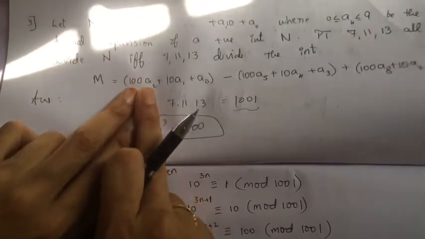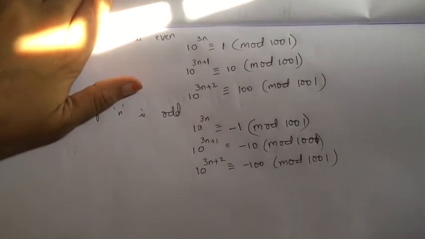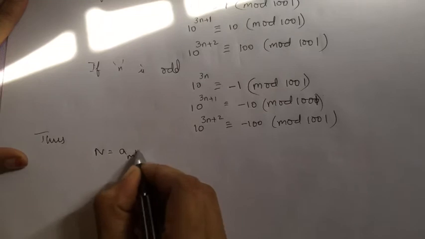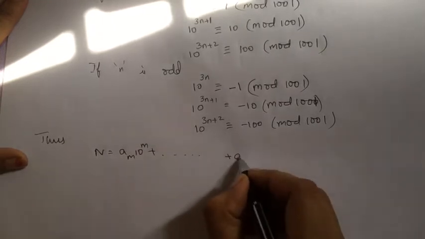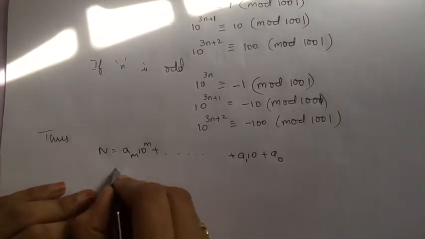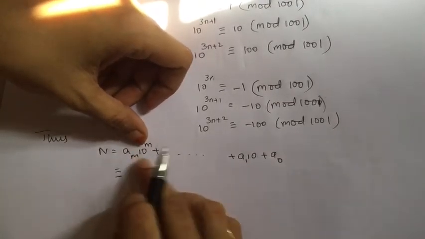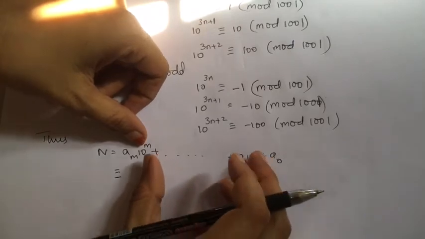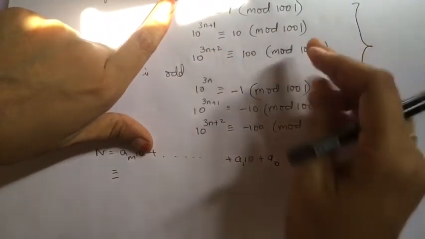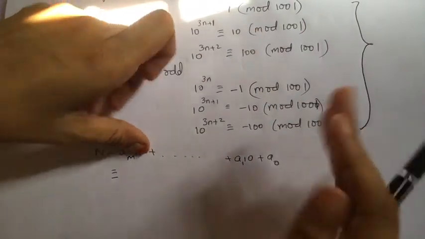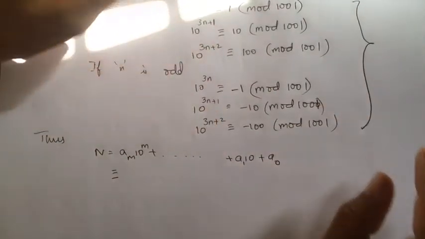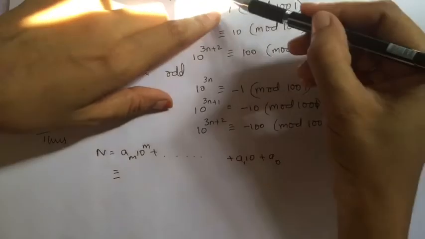See, now this whole expression has only 100, 10, 1. Same thing I'm getting by using the powers of 10, right? So I can write n equal to a_m 10 to the power m, and so on, plus a_1 10 plus a_0, is congruent to this. I can split it and combine all the terms. These powers of 10 come under one of these, right? So all of these are congruent to only these three possibilities, so I'll take up these six possibilities. I'll take up all those even powers and all those odd powers. So whatever comes out when I take congruence modulo 1001, they are only these, right?